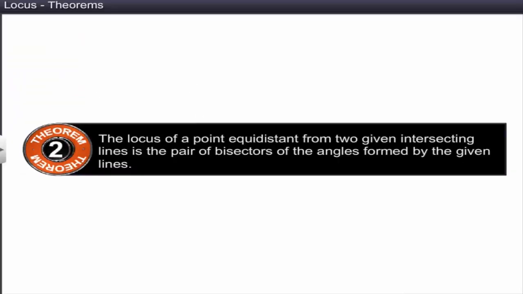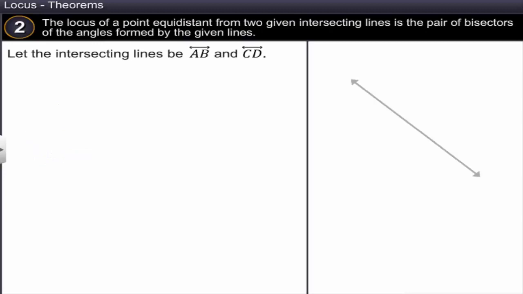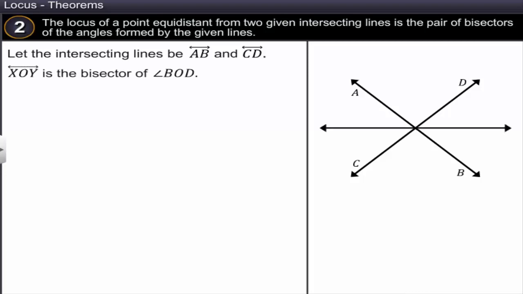Let's now see the angular bisector theorem. It states that the locus of a point equidistant from two given intersecting lines is the pair of bisectors of the angles formed by the given lines. Let the intersecting lines be AB and CD. Let line XOY be the bisector of angle BOD.